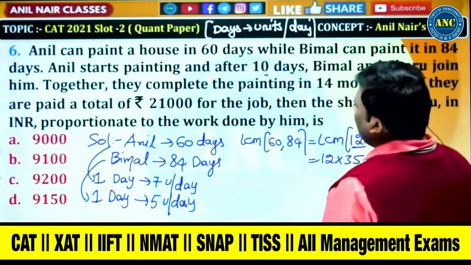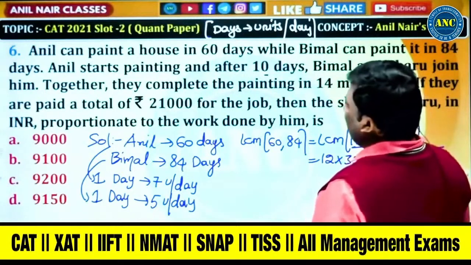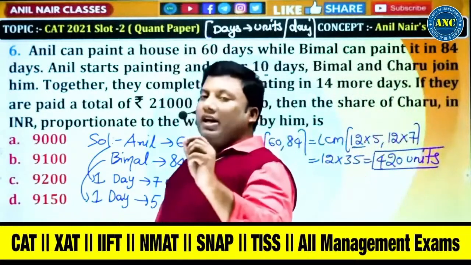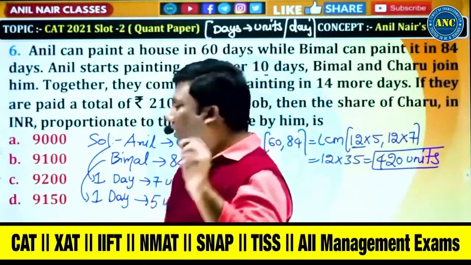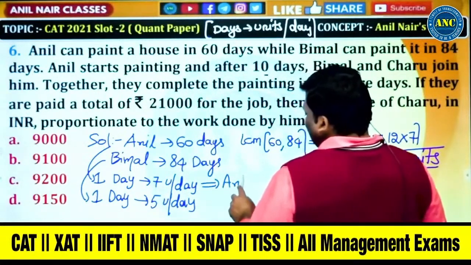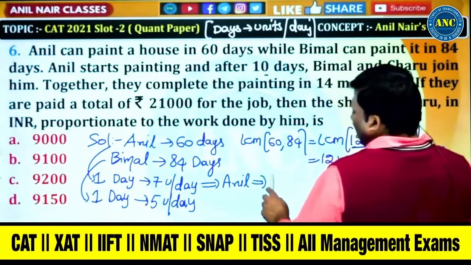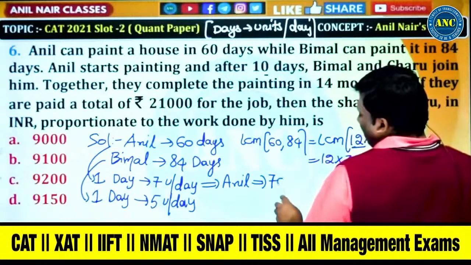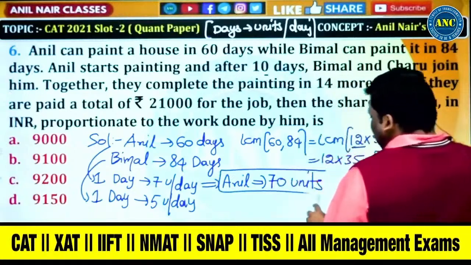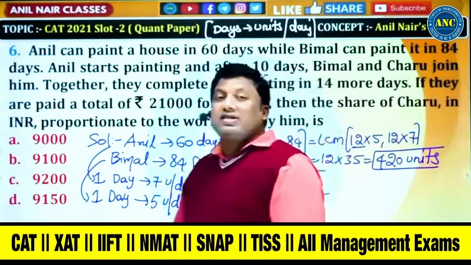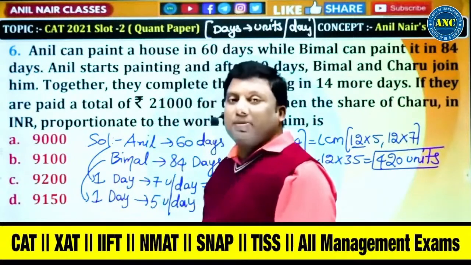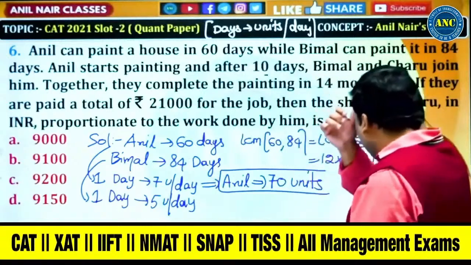Anil starts painting, and after 10 days, Anil keeps on painting and he works for 10 days. That means one day 7 units. He works for 10 days. That means he can complete total 7 into 10, 70 units of work Anil completes. Out of total 420 units of work, Anil does the work for 10 days. One day 7 units, 10 days it is 70 units.